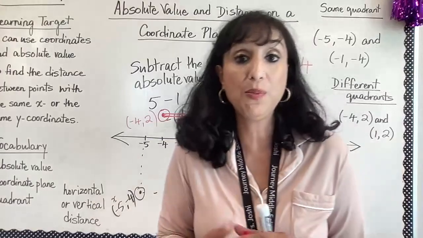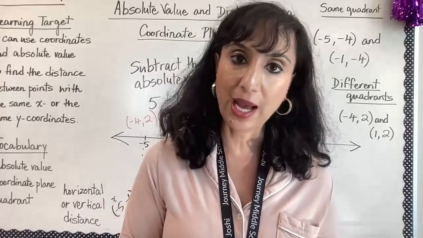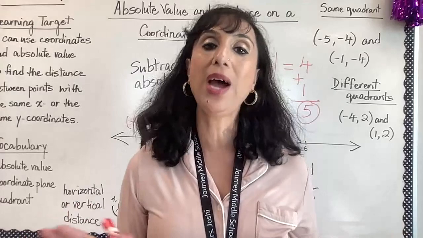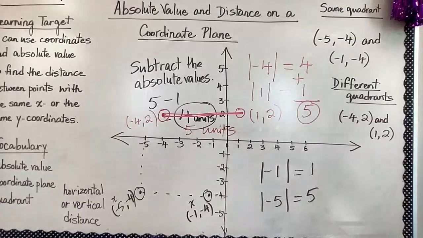Okay, so that's the most important thing to remember: when they're in the same quadrant, you subtract the absolute values. When they are in different quadrants, you add the absolute values. Okay, so let's go ahead and do an example.